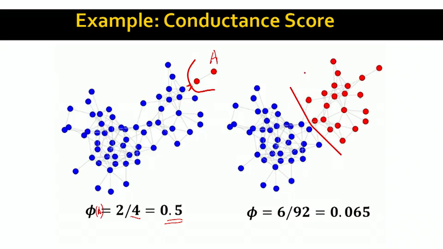For example, if I think of set A in the example on the right to be the cut that goes through the red line, then if I do the counting, it turns out I have to cut 6 edges. And what is the sum of the degrees of the nodes that are inside the set A? It turns out to be 92. So 6 over 92 is 0.065, right? So in some sense, the conductance score of the set A on the right is 10 times better, or 10 times lower, than the conductance score of the set on the left. So this means that on the right-hand side, we found a 10 times better cluster than on the left-hand side.